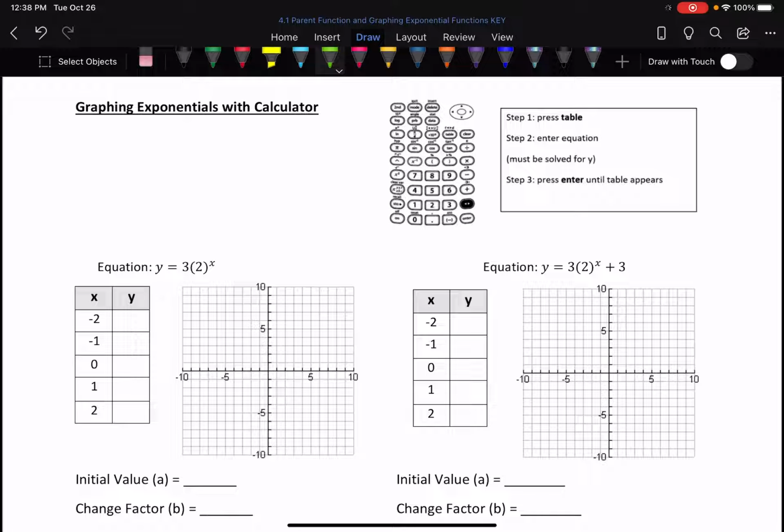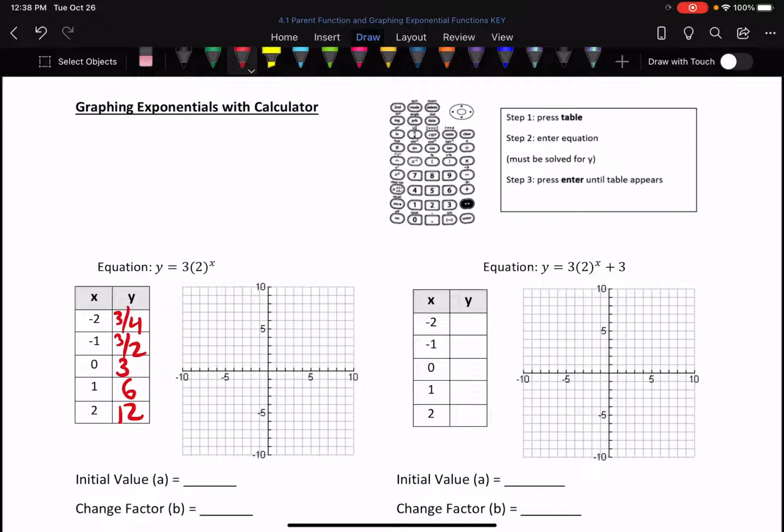Once you have the table, you're going to want to fill in the values. So for my table, I have where x equals -2, y is equal to 3/4. Guys, if you hit the toggle button, which is like the 2 arrows that are facing apart from each other above the enter button, it will also give you these values in decimal form. You just have to make sure you highlight the values. So 3/4 is the same thing as saying 0.75. At -1, our y value is at 3/2. At 0, our y value is at 3. At 1, our y value is at 6. And at 2, our y value is at 12.